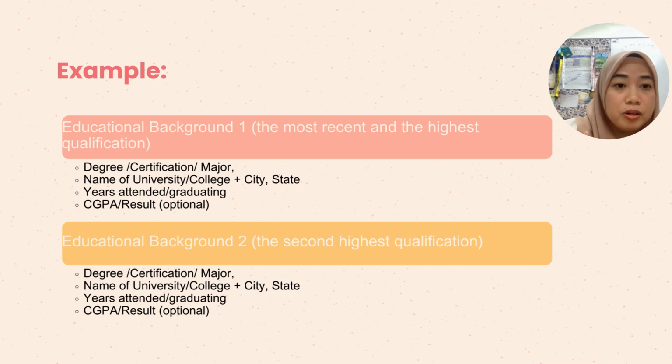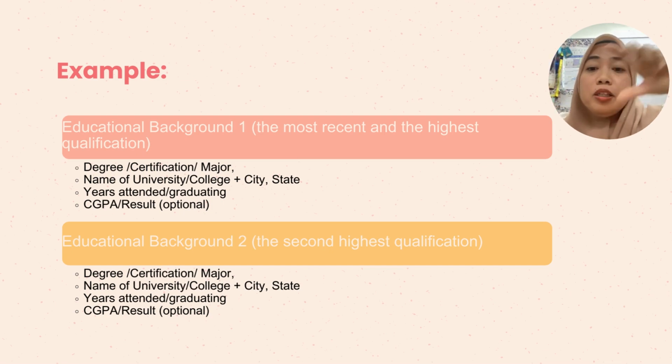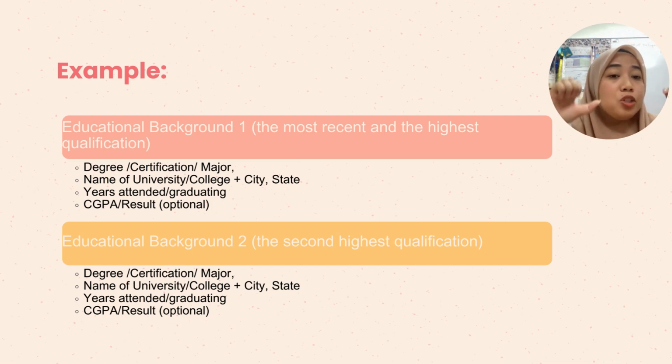You need to insert the name of the degree or the name of the major of your program. Number two, the name of the university and the city and state. Number three, the duration, from what year to what year did you attend and graduate in your program? And last but not least, please insert your CGPA.